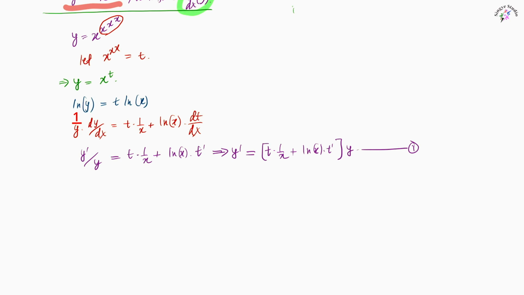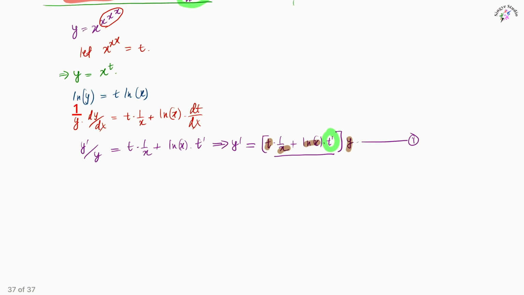And here, if you observe very carefully, we know the value of t, we know the value of x, we know the value of ln x and y, but we don't know the value of t prime. So we have to do another step to find the value of t prime. We will consider this function again: t equals x raised to x raised to x. Again I will put k equals x raised to x. Then our t will become x raised to k.